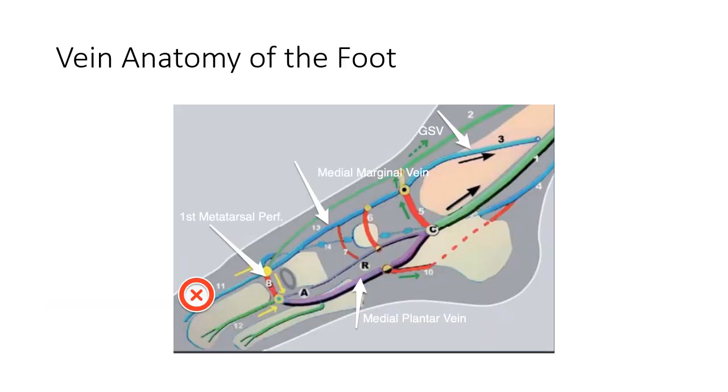Now, this is a venous anatomy of the foot. This is from Dr. Stefano Risci's paper. I have a link to this at the end of the presentation. But you can see here the first metatarsal perforator. It connects the lateral and medial plantar veins, the dorsal venous arch, to the marginal veins, which are the lateral and the medial. In this case, you can see the flow is from the perforator, which is labeled number 8. It goes up to the medial marginal vein and then goes into the greater saphenous vein, number 3.